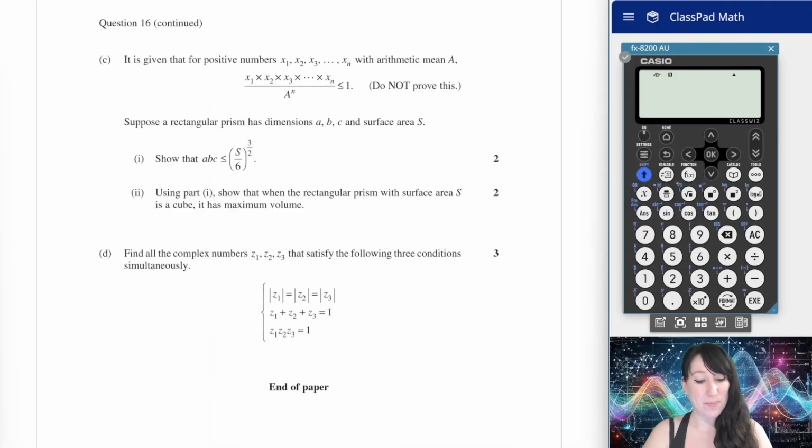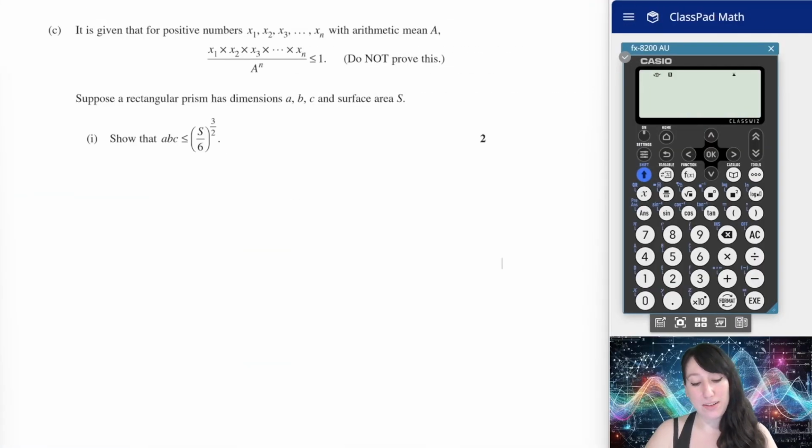Question 16c. It is given that for positive numbers x1, x2, x3, up to xn, with arithmetic mean a, x1 times x2 times x3 times up to xn, divided by a to the n, is less than or equal to 1. Suppose a rectangular prism has dimensions A, B, C and surface area S. Part 1. Show that A times B times C is less than or equal to S over 6 to the power of 3 over 2.